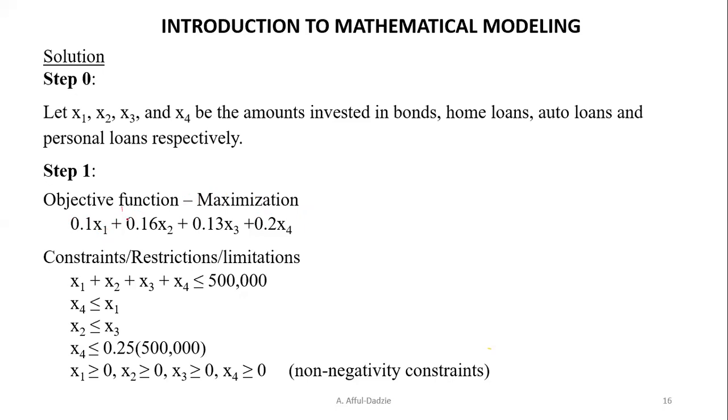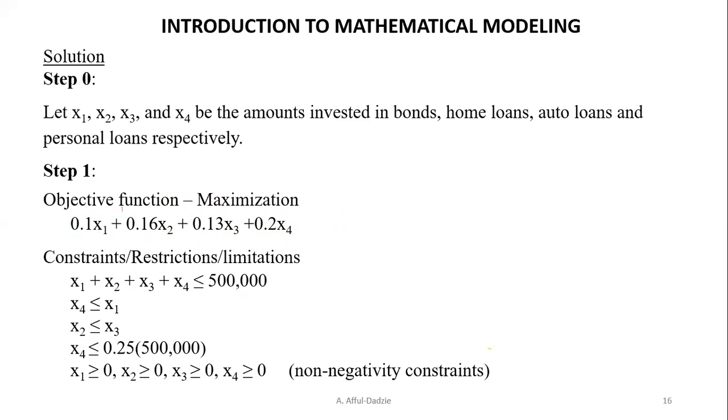0.1x1 plus 0.16x2 plus 0.13x3 plus 0.2x4, which is saying that if we find what the values of x1, x2, x3, and x4 would be given the restrictions, this objective would give us the highest possible return we can make from the investment.